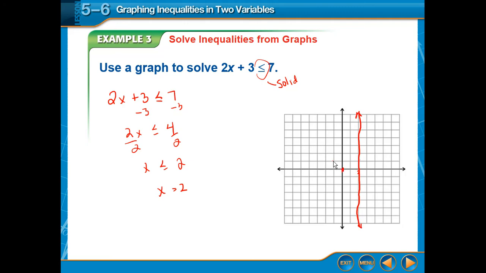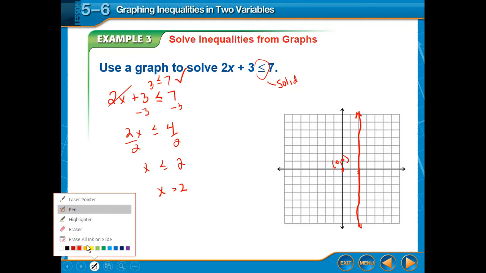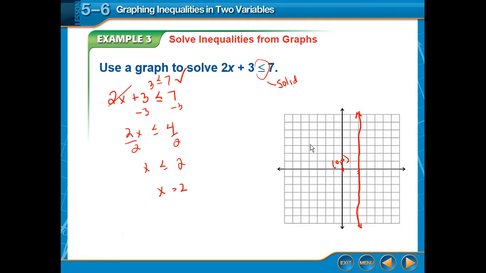So again, I'm going to use 0, 0, because when you put in 0 for a number, it makes it super easy because it just cancels that out. So you get 3 is less than or equal to 7. Now this time it is true. So because I got a true statement here, I want to shade the side that's true. So anything to the left of this line is going to give me true because that one point to the left of the line is true. So this is the side I'm going to shade.